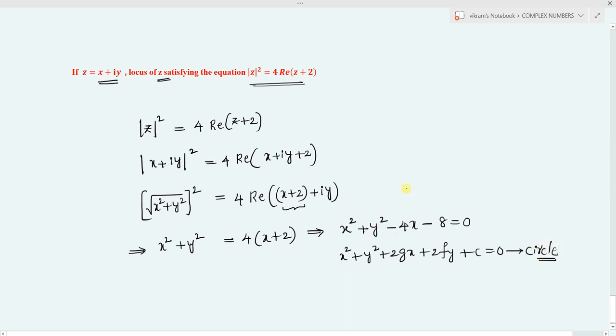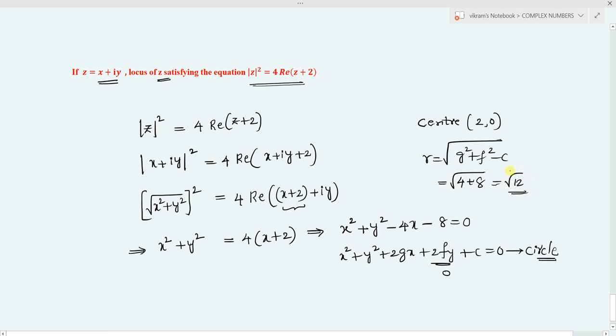It is in the form of a circle, having the center minus g comma minus f, and f is 0 over here, because the y coefficient is not present. And 2g equals minus 4, so g equals minus 2. The center of the circle is 2 comma 0 and the radius is the square root of g squared plus f squared minus c, which is 2 squared plus 0 minus of minus 8, that is 4 plus 8, so square root of 12 is the radius. So this is the way of finding the locus of given complex numbers.